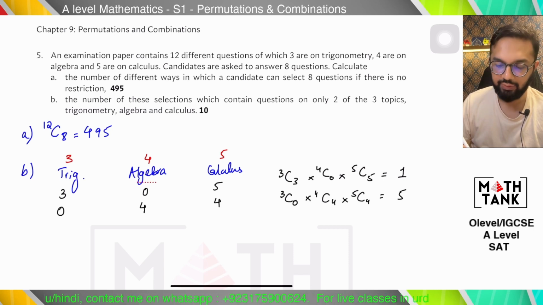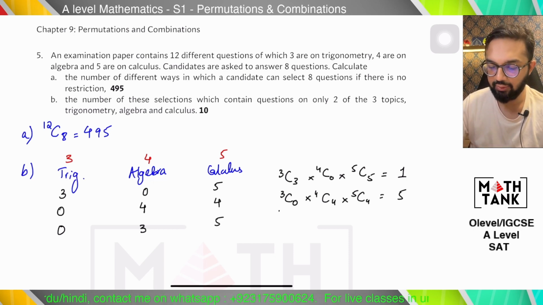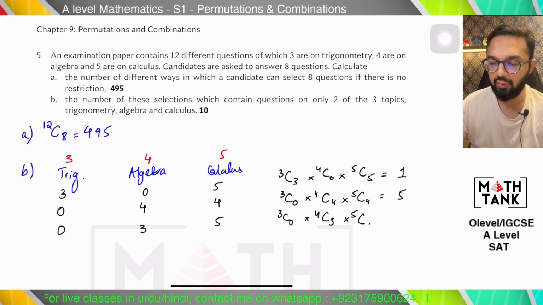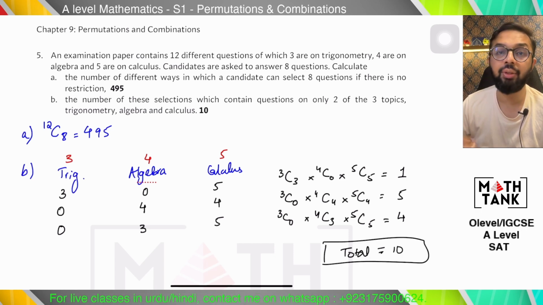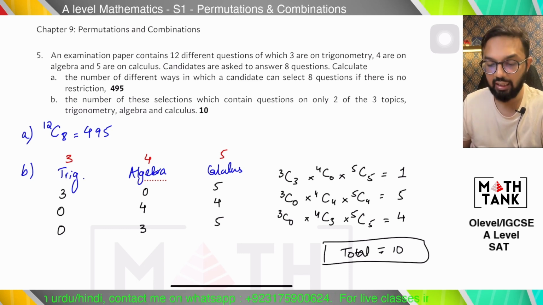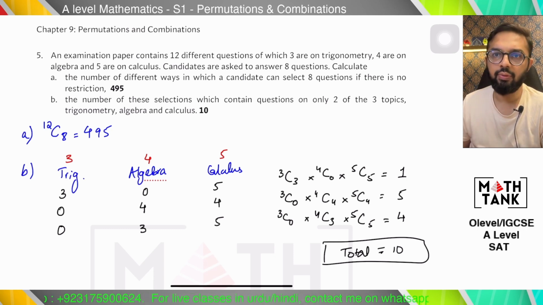Then there's another case, 0, 3, and 5. I could change the quantities as well, and that should give me a different combination. So I could say 3C0. I don't need to write 3C0, but I'm just writing that for the sake of completeness right now. 4C3 into 5C5. That gives me 4. So a total of 10 different ways of attempting this exam. The number of these selections. So there are 10 different selections that the students could have done in terms of attempting the question.